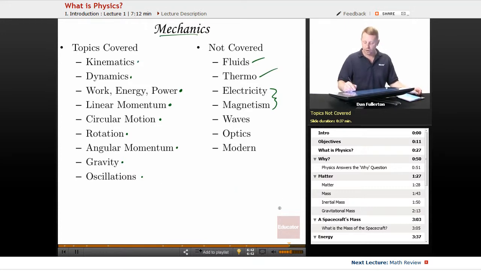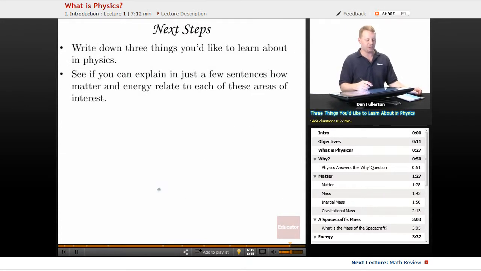All right. So, as we go into our mechanics adventure, I'd like you to take just a moment and try and write down 3 things you'd like to learn about in physics. List them, put them away somewhere, but see if you can explain in just a few sentences how matter and energy relate to each of those areas of interest. Then we're going to see how close you are as we go through and build our understanding of the world around us in AP Physics C Mechanics here at Educator.com.